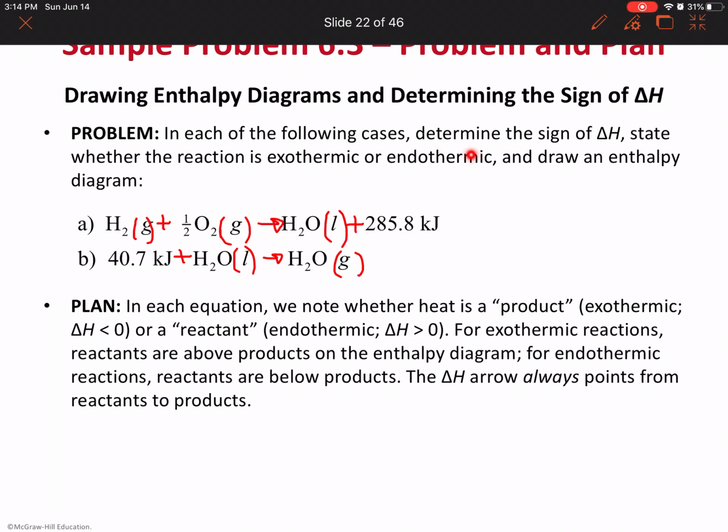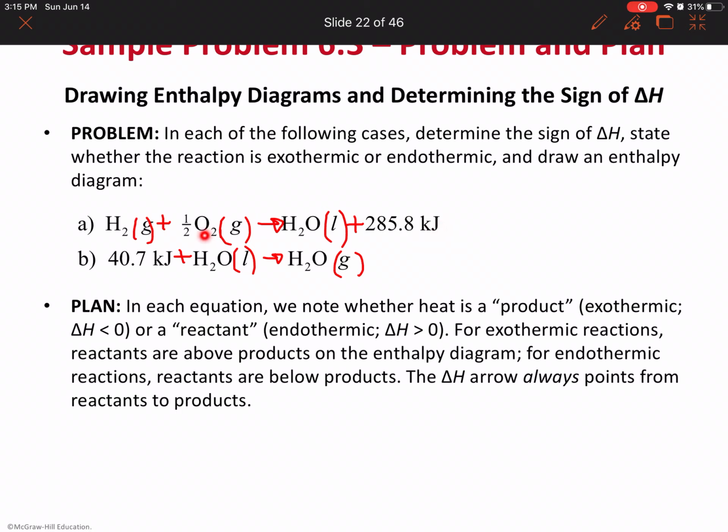Okay, it's asking, determine the sign of delta H. State whether it is exothermic or endothermic. Now, what do you think about the sign of delta H? Who has more energy in this case? So here, heat is a product. You see here this plus 285.8 kilojoule, heat is measured in units of kilojoule, so heat is a product. If heat is a product, has the heat been released or has the heat been absorbed? It's released. So the heat is released.